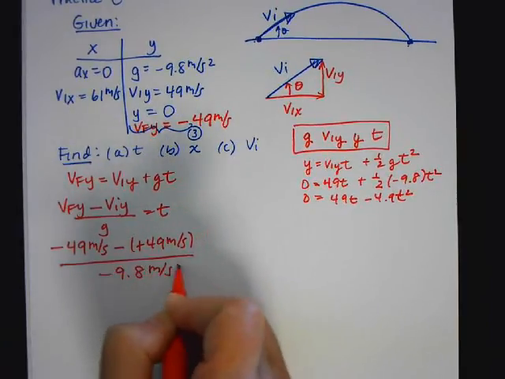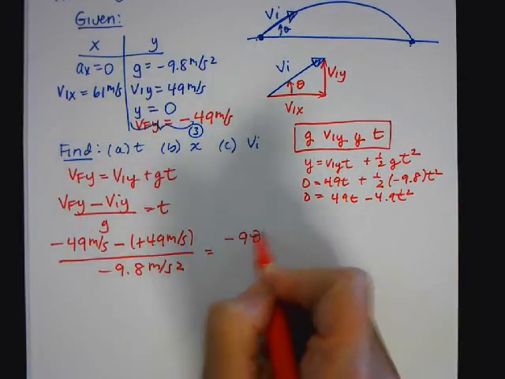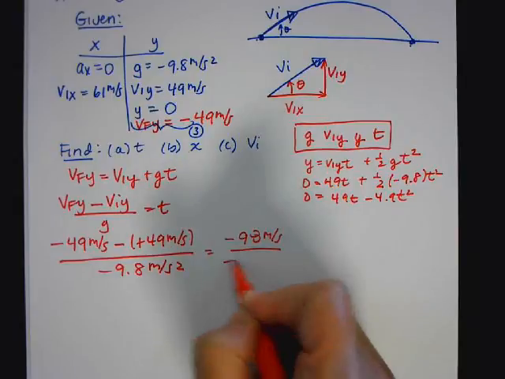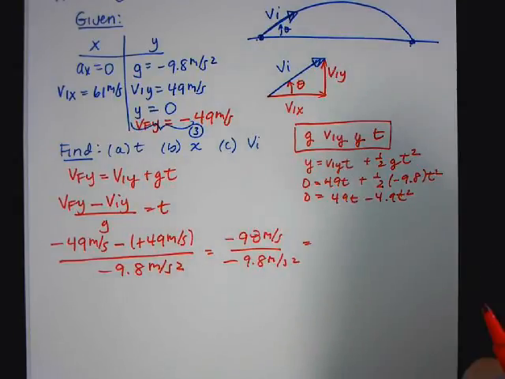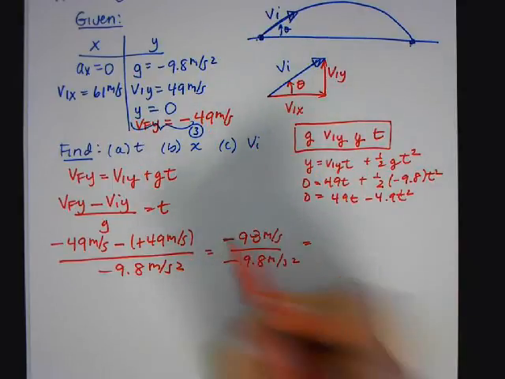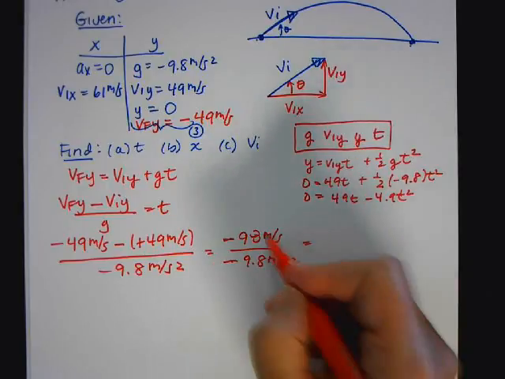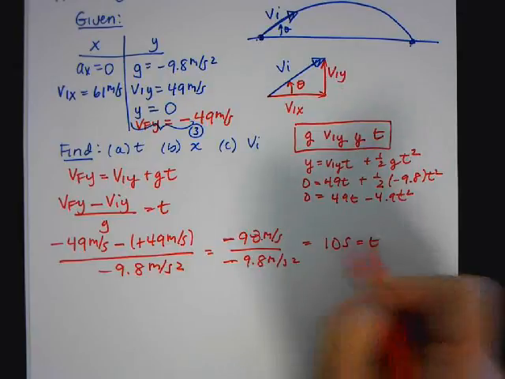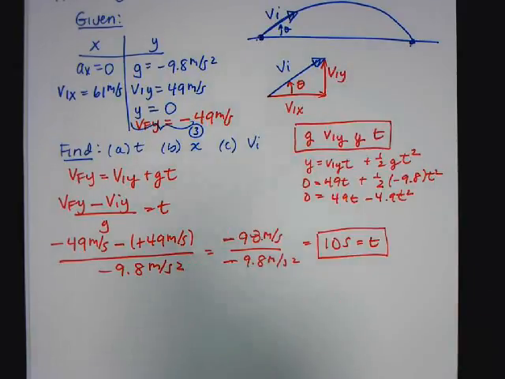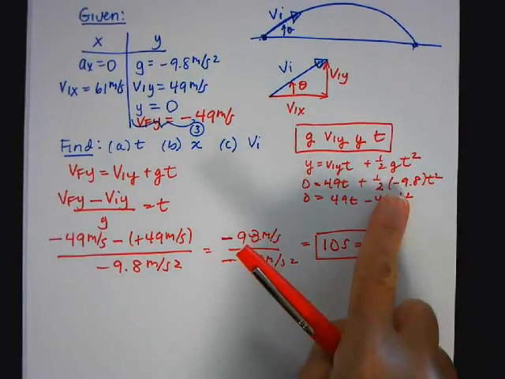So I'm going to end up with negative 98 divided by negative 9.8, which I don't need a calculator for, right? The negative in the numerator cancels with the negative in the denominator, and 98 divided by 9.8 comes out to be 10. So T is equal to 10 seconds. The point I want to make is, for this problem, you can find the time this way, or you can find the time this way, and you're going to get the same answer.